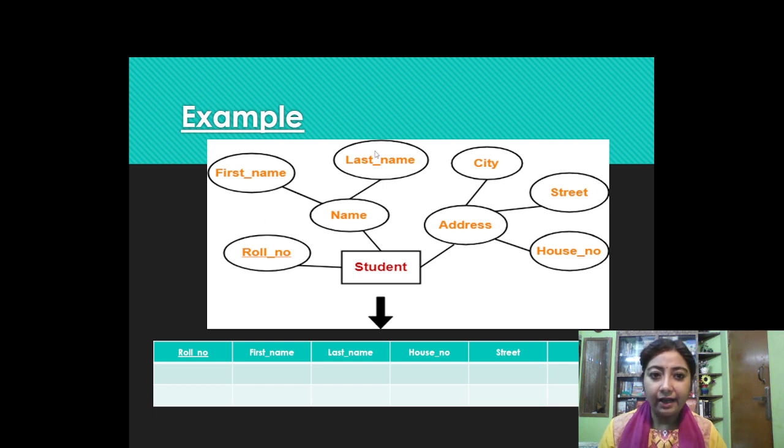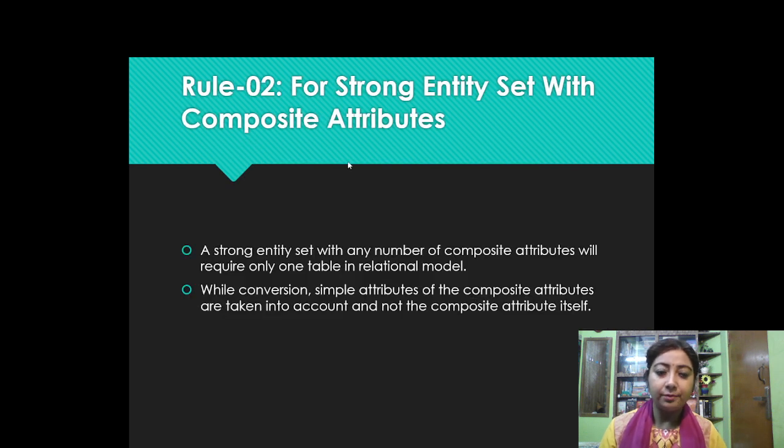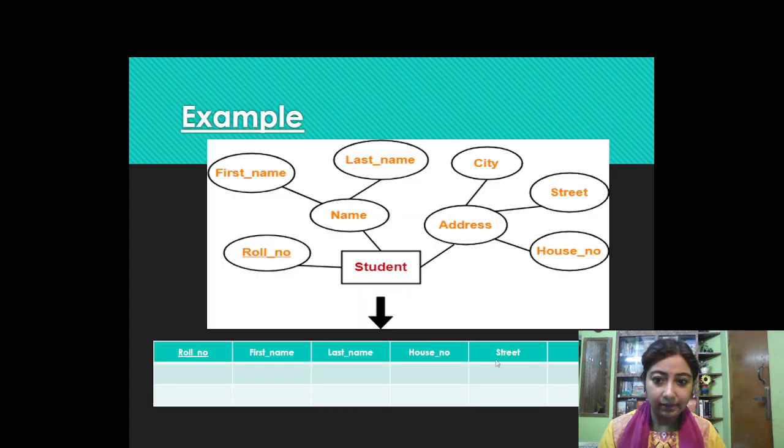Now if we have this type of entity as well as the attributes, at this point we have to use rule number 2. As per rule number 2, strong entity with composite attributes. Point number 1: a strong entity set with any number of composite attributes will require only one table in the relational model. So there will be only one table. And what are the contents of the table here?